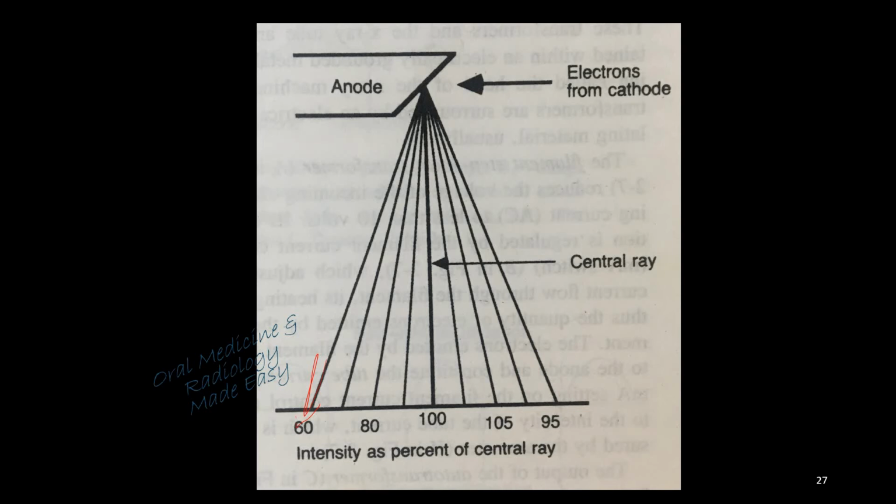So if you further reduce the target angle with respect to the central ray, there will be more absorption of the photons on the anode side, and hence the intensity of X-rays will reduce. So this is called the Heel effect, and the Heel effect limits the angulation given to the anode.